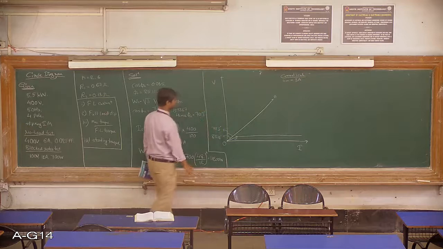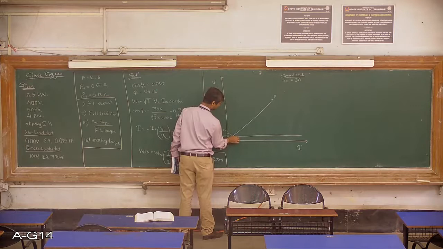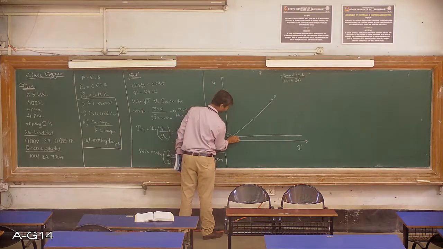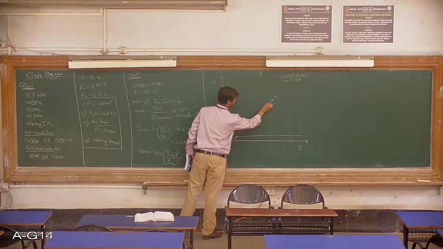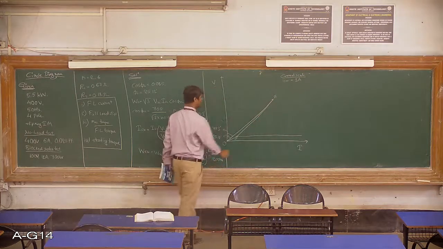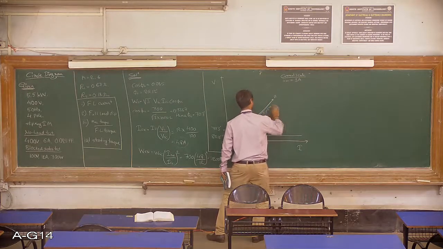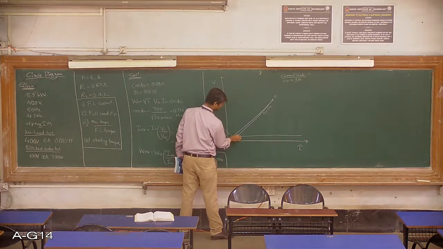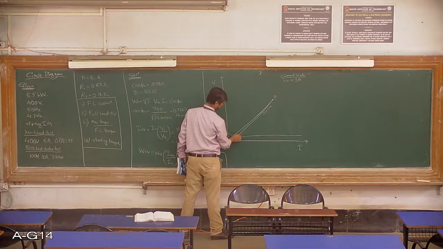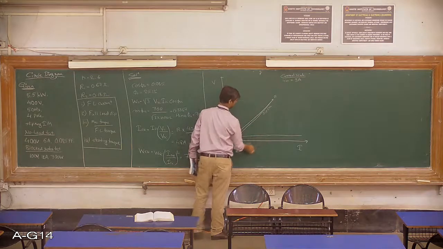Now, as per the procedure, join O dash and A like this. This O dash A line is called the output line. Now, draw a bisector to this O dash A.